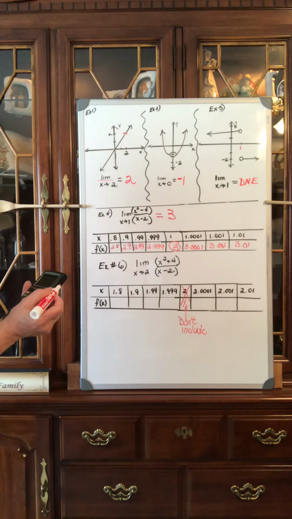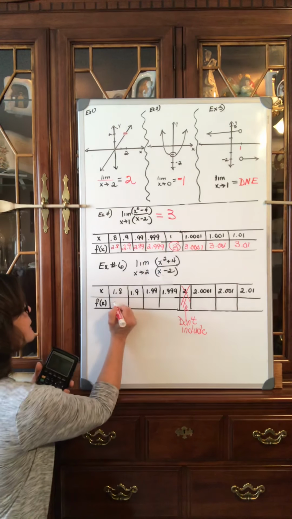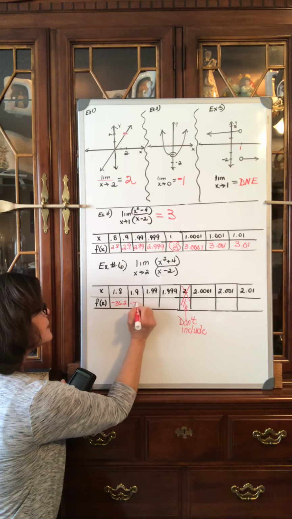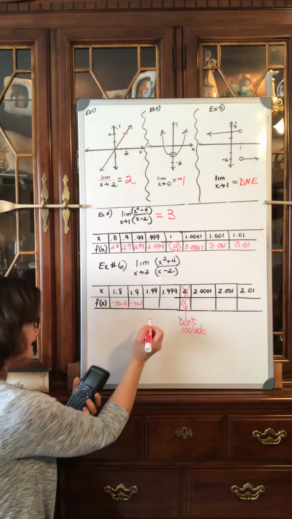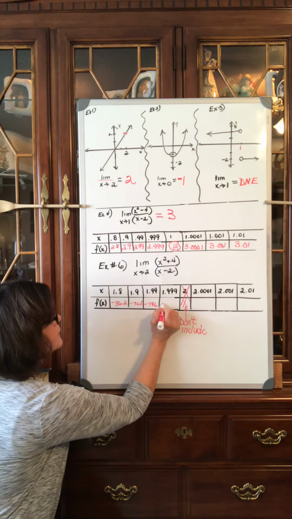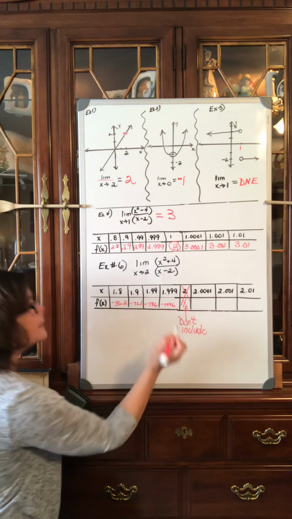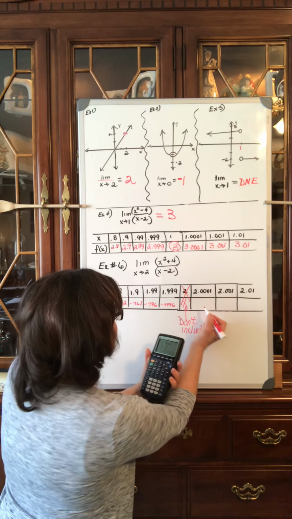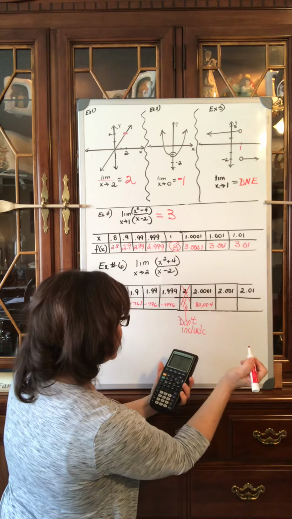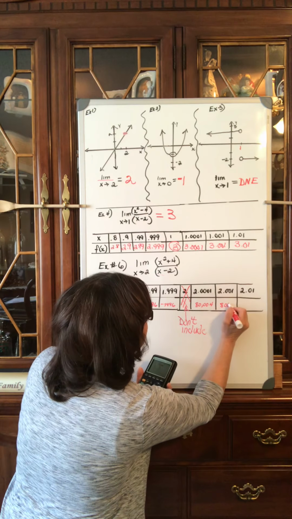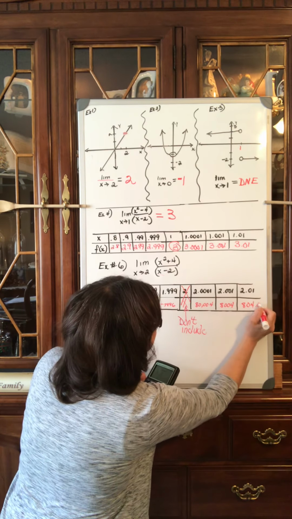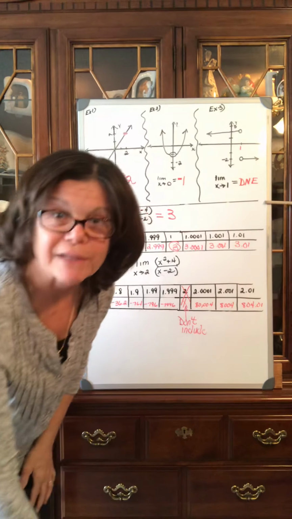Okay, so when x is 1.8, my y value is negative 36.2. When x is 1.9, negative 76.1. When x is 1.99, negative 796. 1.999, negative 7,996. When x is 2.001, I've got 80,004, and then 8,004, and 804.01. Okay, so there's my corresponding y values.